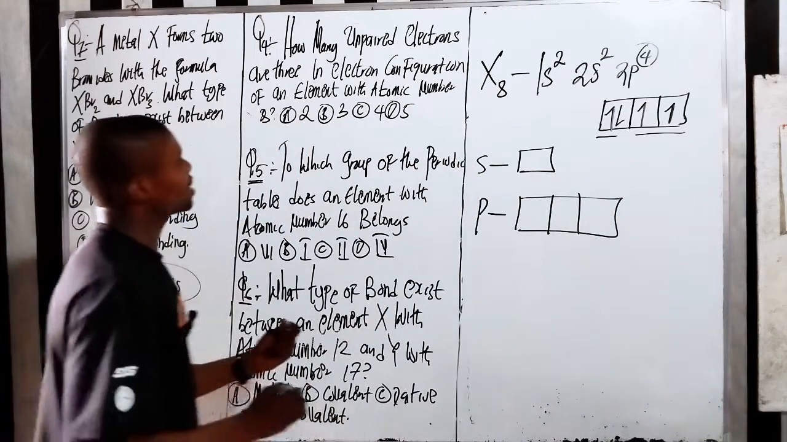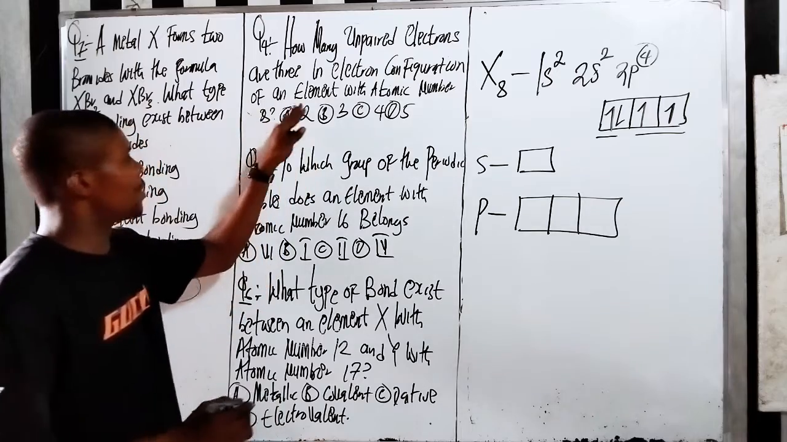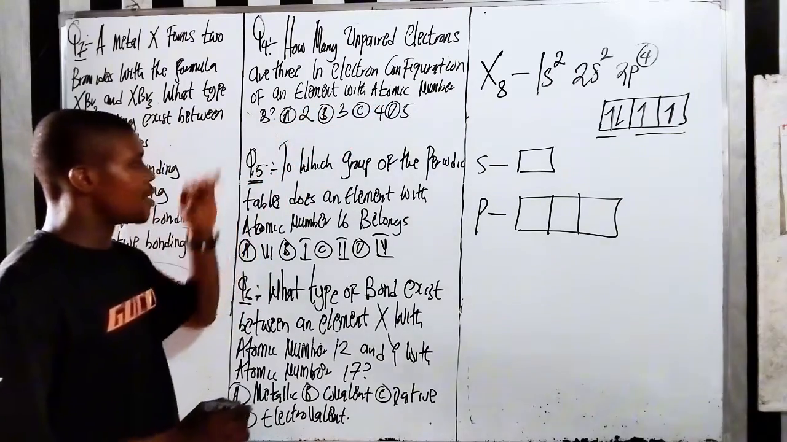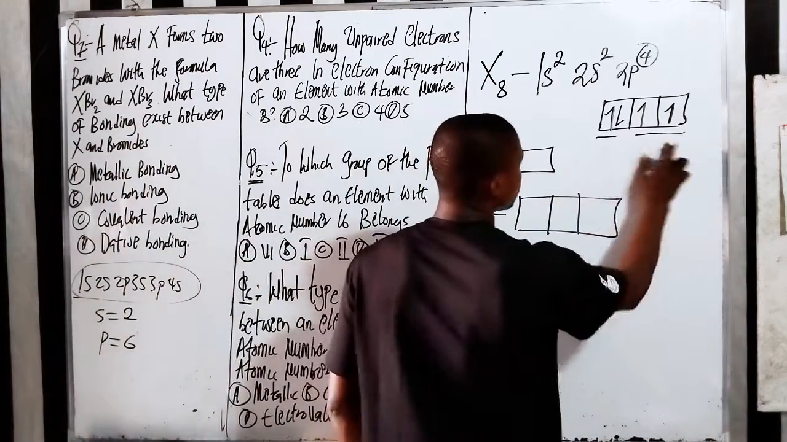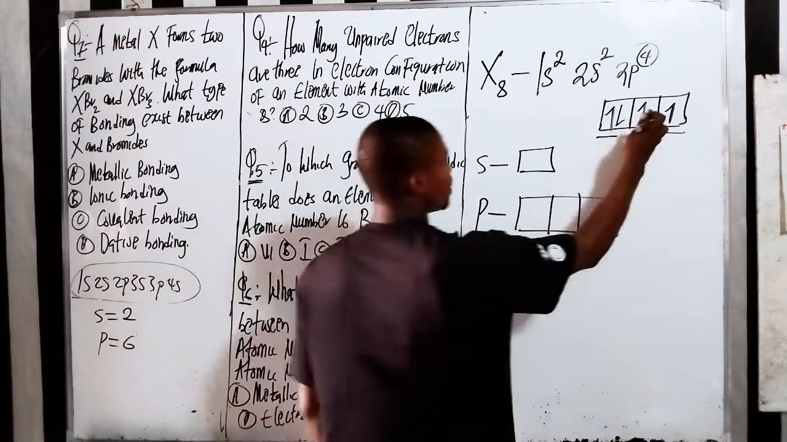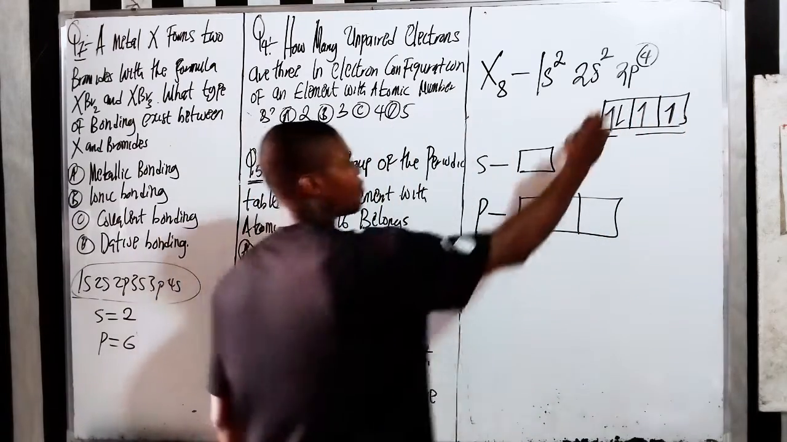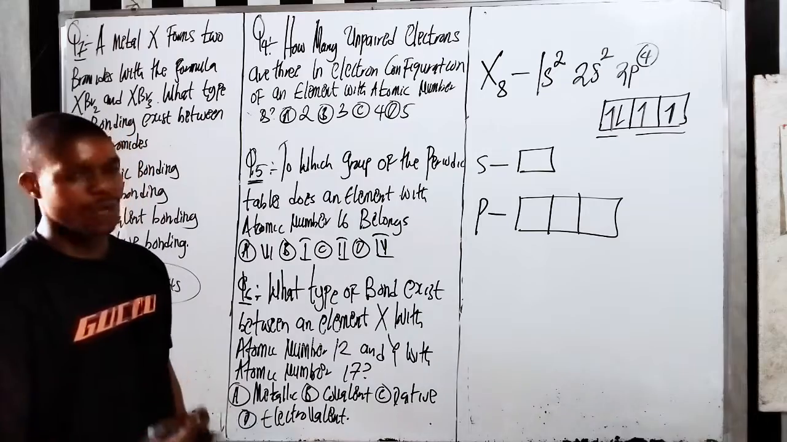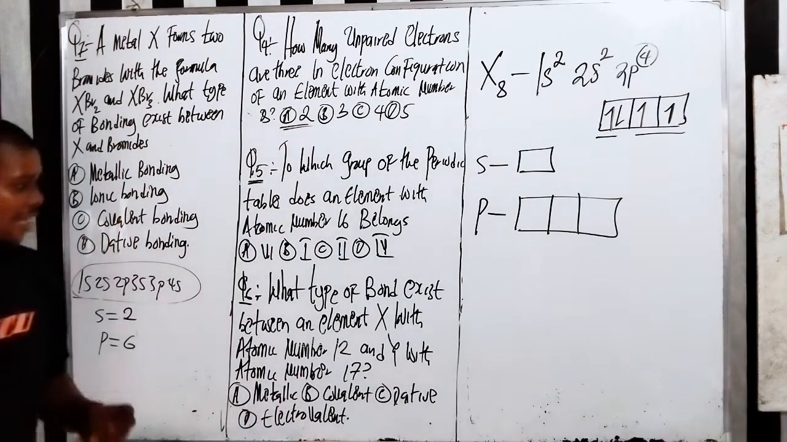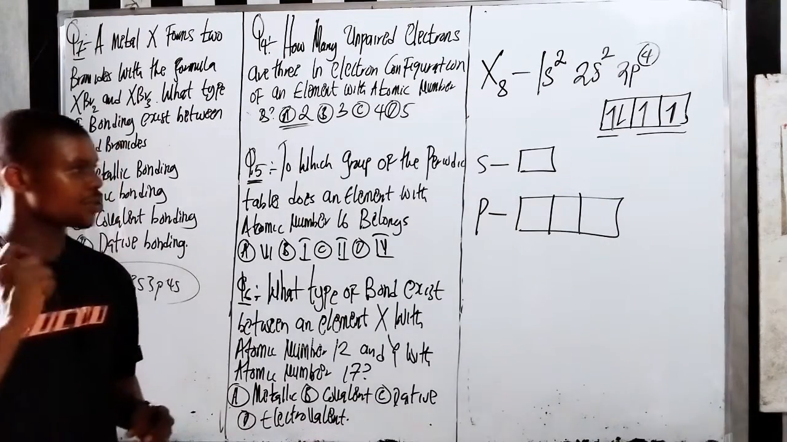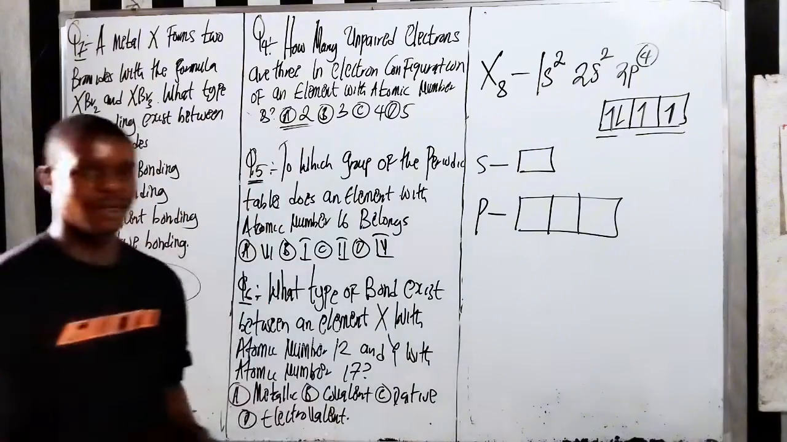So let's look at what they asked. How many unpaired electrons are there in the electronic configuration of an element with atomic number 8? Is it 2? Is it 3? Is it 4? Is it 5? After this, that is when you know the number of unpaired electrons. Here these 2 are unpaired because there is no electron left, since you only have 4. So how many unpaired electrons do we have? Here we have 2 unpaired electrons. That is the answer. As easy as that.